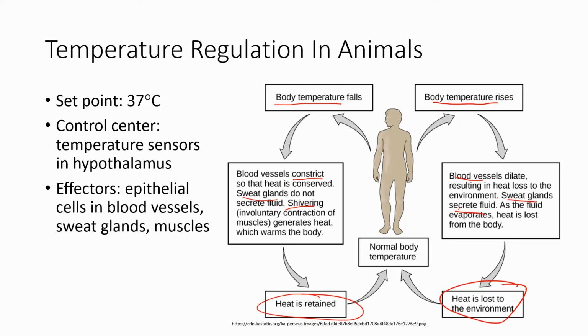So you have a number of effectors. You have epithelial cells and blood vessels that are going to control, sorry, I made a mistake when I wrote this. That's actually supposed to be smooth muscle. Smooth muscle cells in blood vessels that will constrict or dilate to close and open the blood vessels. You have your sweat glands, and then you also have your muscles are effectors.